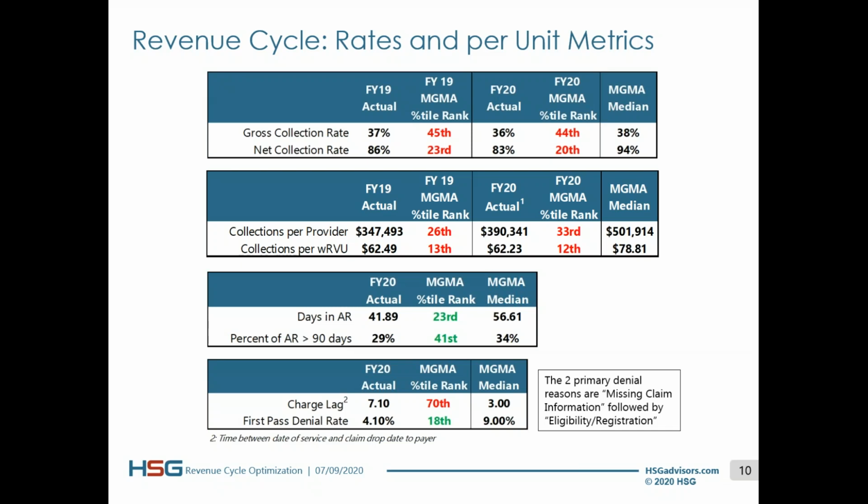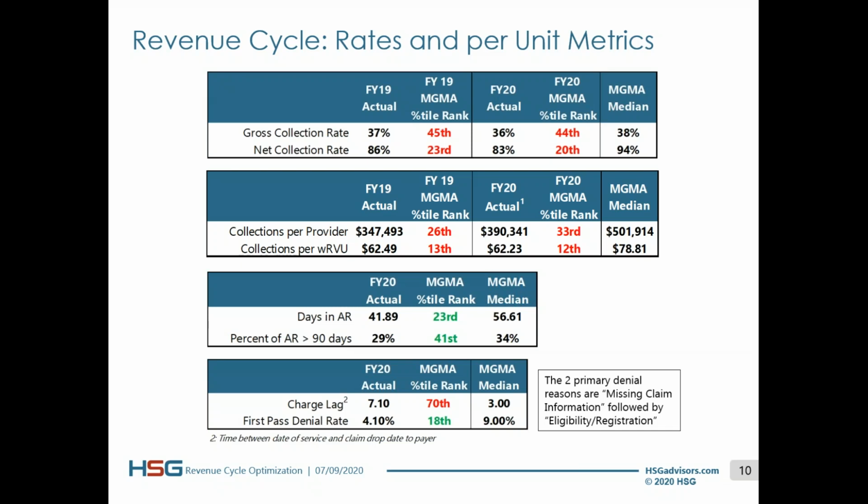And so, the further away from 100% that you are, typically that is your bad debt. And so, in this particular example, we've got a significant issue with bad debt that would be going on in this practice, which is why you'll see the comparison at the 23rd and 20th percentile. So, significant issue there that's maybe telling part of the story.